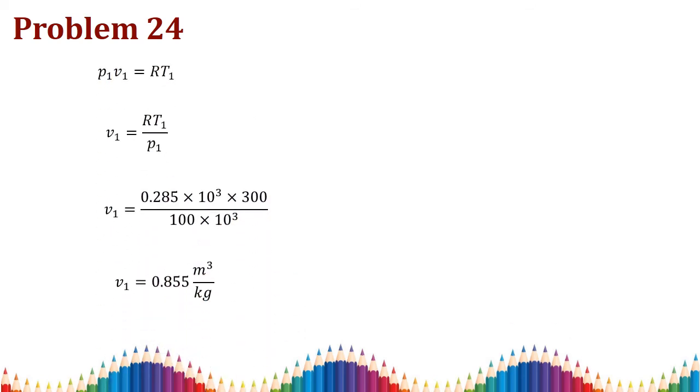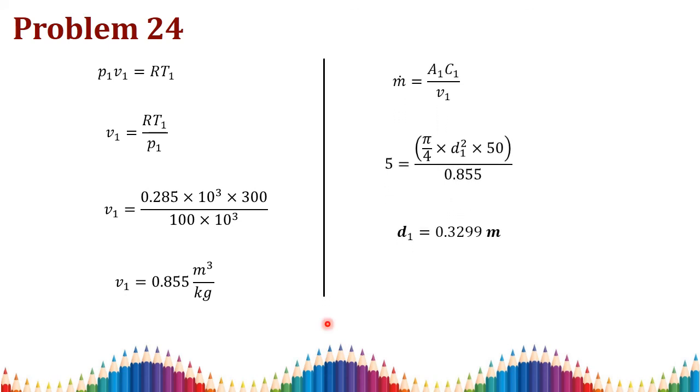Then our next question is to find the inlet diameter. For that, from the mass flow rate equation, m dot equals A1 C1 by V1. We know C1, but we don't know V1. For that, I am writing P1 V1 is equal to R into T1, that is P1 into specific volume is equal to R into T1.